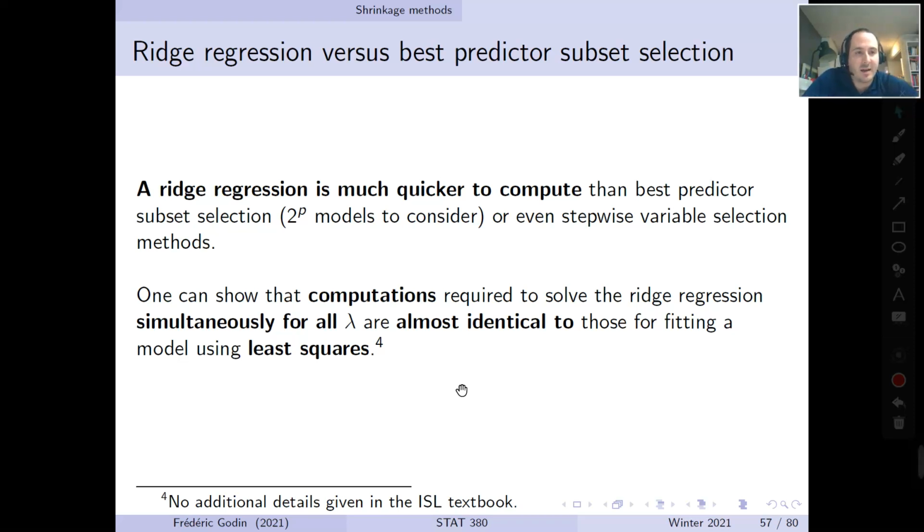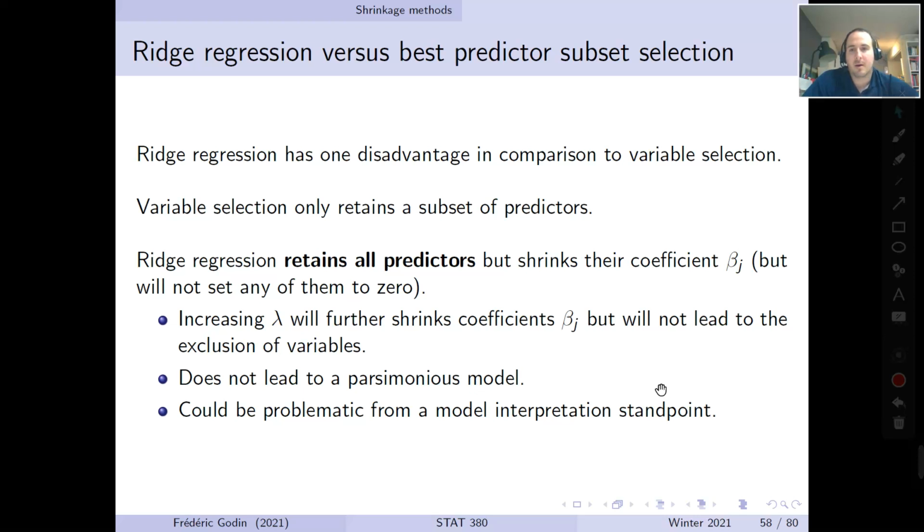But the idea here is that ridge regressions are often much quicker to compute than best predictor selection, if you want to reduce the variance of your predictions within a regression. But now, is there a disadvantage of using a ridge regression with respect to the best predictor selection? And the answer is yes.